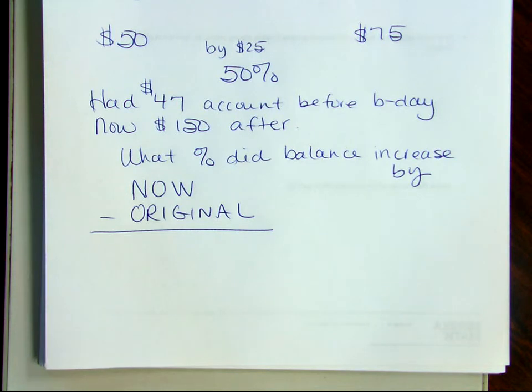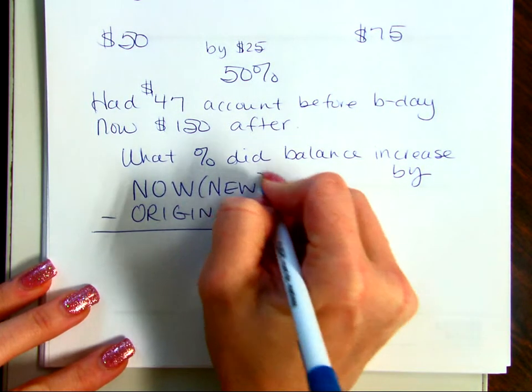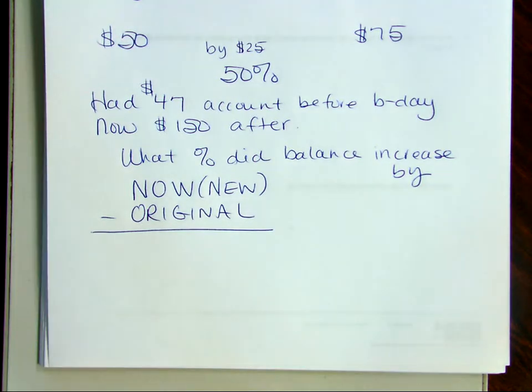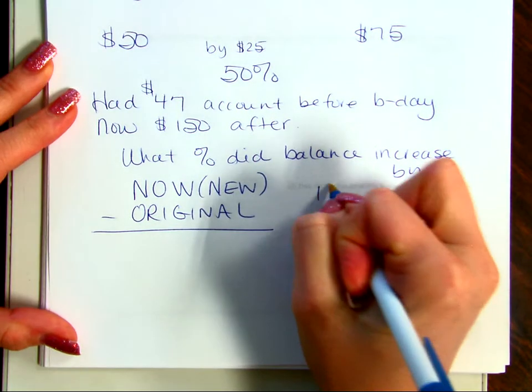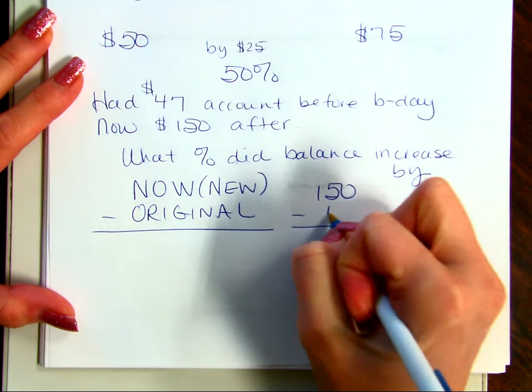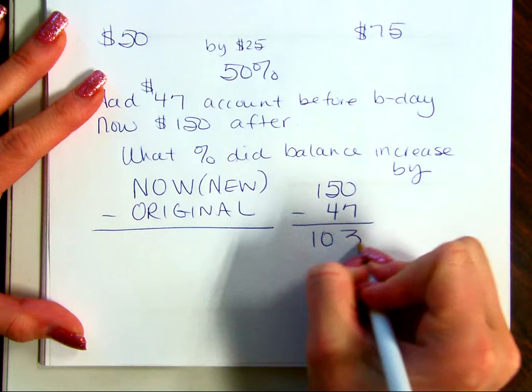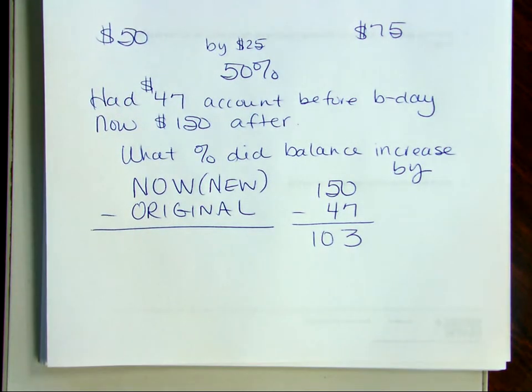So, I have two numbers to look at. What do I have now? Sometimes you'll also see it as new and original. New, original. So, what do I have now? 150. What did I have to start? 47. So 47 is my original, right? So first thing you need to know is you're taking the new and subtracting the old that you had. So when you do that, what do you get? 103. Yes. Just like Brian said, you get a difference, right?